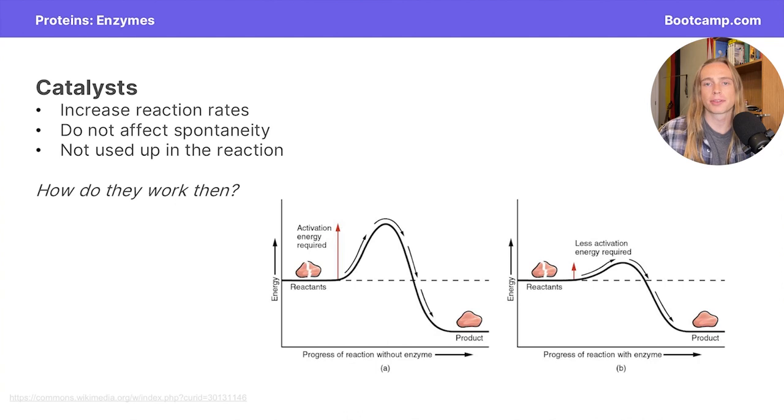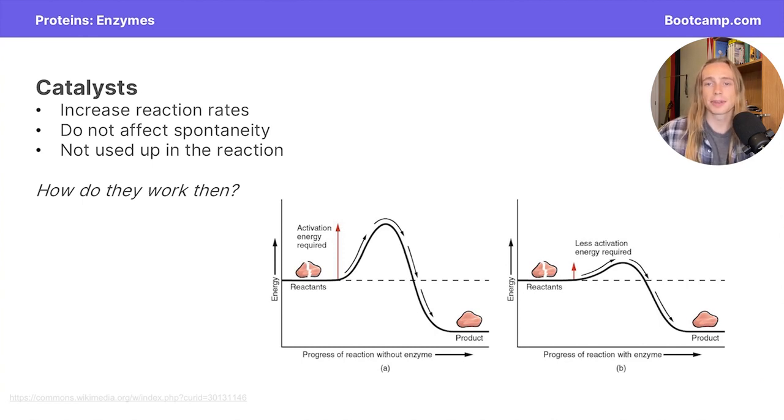Many of you are familiar with the term catalyst, and you might remember that a catalyst is just something that speeds up the rate of a reaction. While catalysts can speed up the rate of the reaction, it's important to note that they do not affect the spontaneity of a reaction, meaning that it doesn't make a reaction more likely to take place if it's a non-spontaneous reaction. Another key point to make about a catalyst is that it's not used up in a reaction.